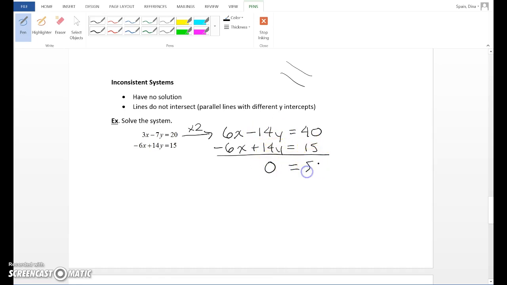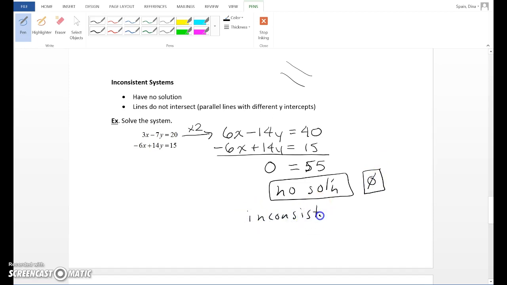What do I have over here? 55. Alright, 0 equals 55. That makes no sense whatsoever. So there is no solution to this equation, or you can say it's the empty set. And the original system is inconsistent. There's no solution to an inconsistent system.